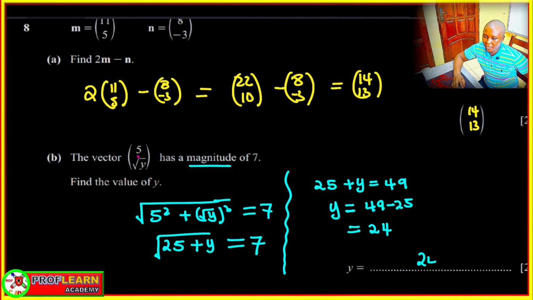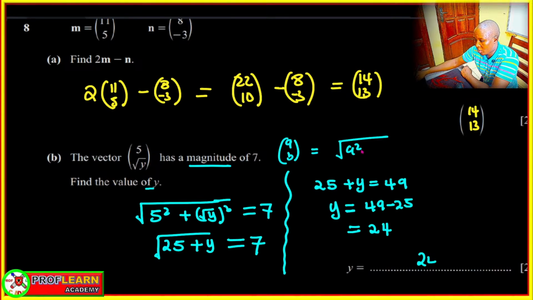The vector (5, root y) has magnitude 7. Find the value of y. We know that to find the magnitude, whenever you are given a column vector AB, the magnitude is going to be equal to the square root of a squared plus b squared. That's how you find the magnitude whenever you are given a question. But now here is 5 and here is root y, so we can put that into brackets that way, and then we square both sides.